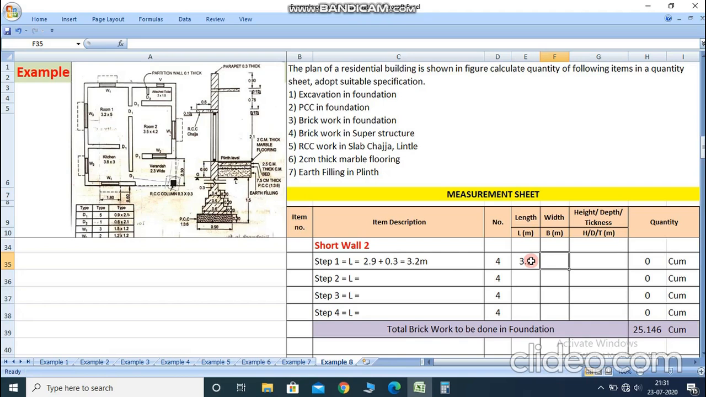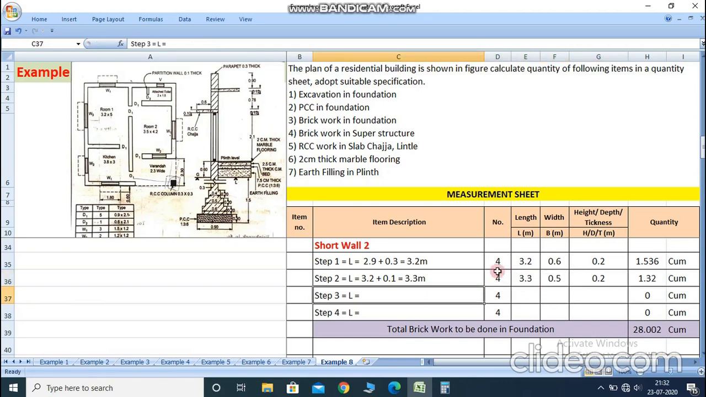Width we are already given in the section part, it is 0.6, and thickness is already given as 0.20. Now we calculate for step 2. Length is 3.2 plus the difference between 0.6 and 0.5. 0.5 is the step 2 width, so the difference is 0.1, equal to 3.3 meter. So length is 3.3 meter, width is 0.5 and thickness is 0.2.